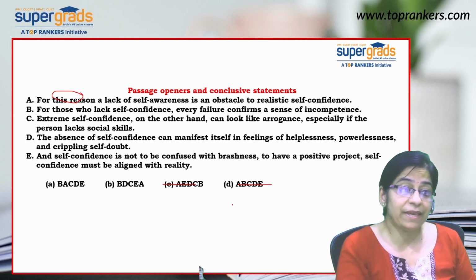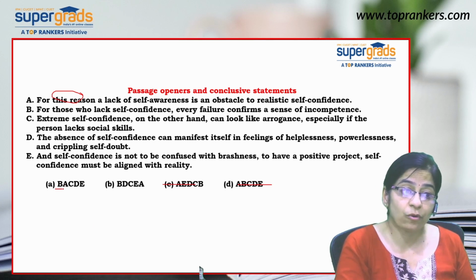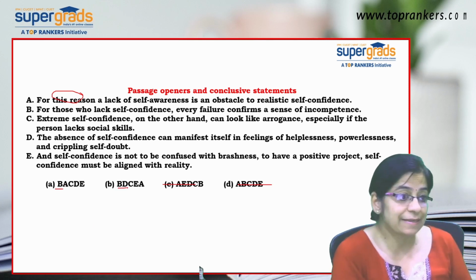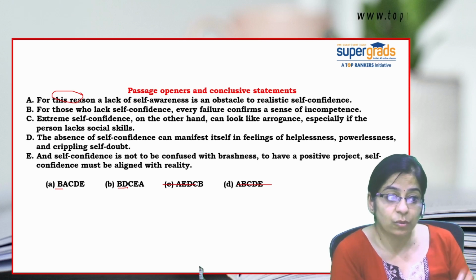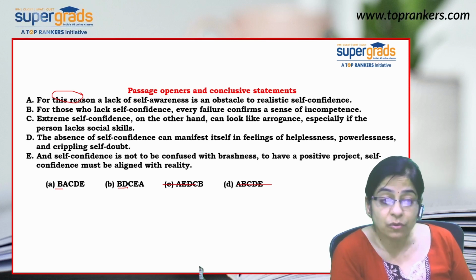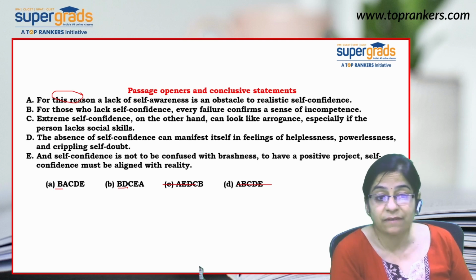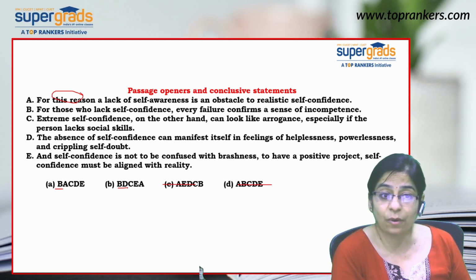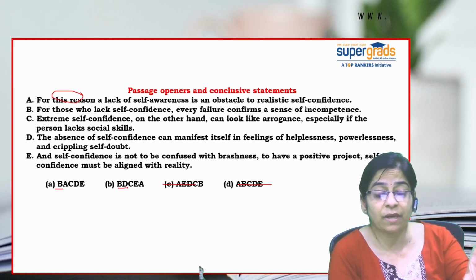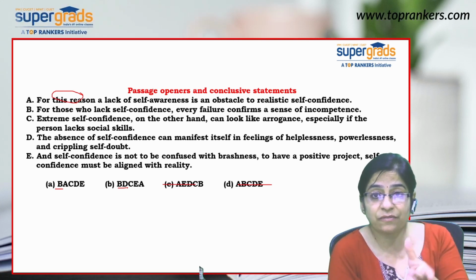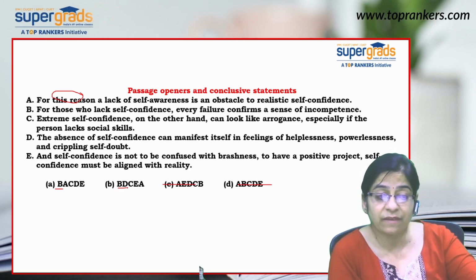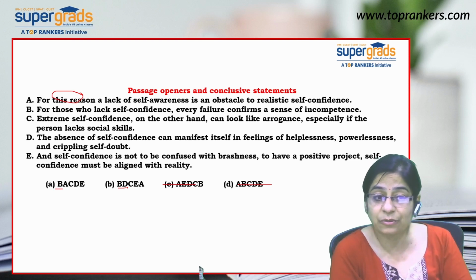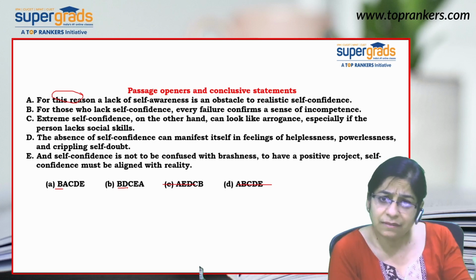Now let's see. We have to figure out whether B will be followed by A or by D. Let's begin with option A. So if I put A right after it: for those who lack self-confidence, every failure confirms a sense of incompetence. For this reason, a lack of self-awareness is an obstacle to realistic self-confidence. Now, see, in option B, we are talking about lack of self-confidence and a sense of incompetence. Now, suddenly in option A, we are talking about lack of self-awareness, which is an obstacle to realistic self-confidence. Doesn't really look so good.